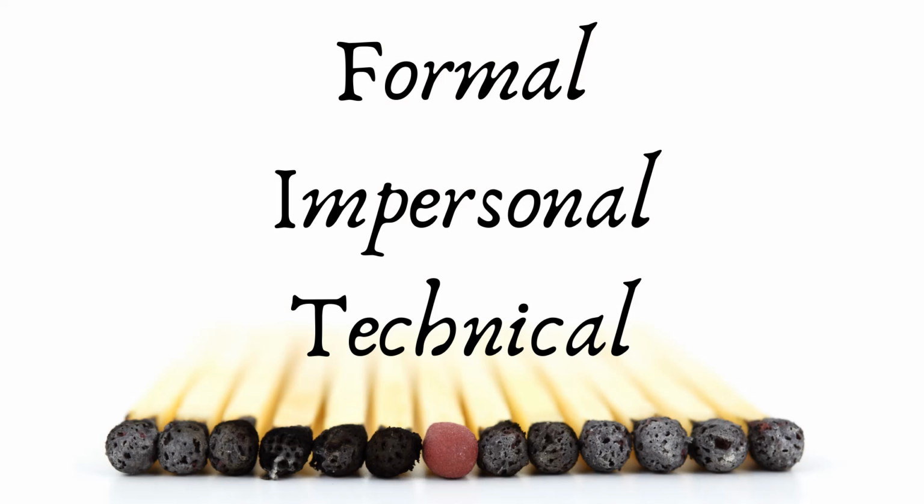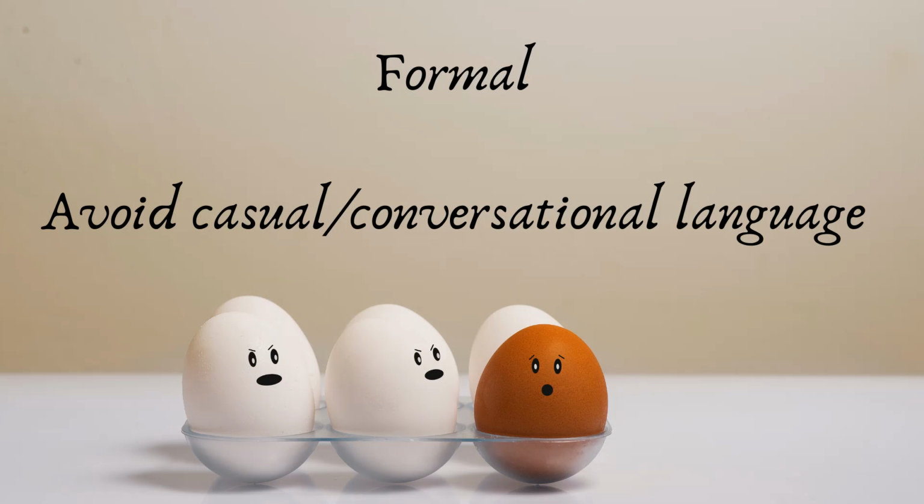Now we are going to examine three main elements of academic writing, which are formal, impersonal, and technical. For any type of writing, we should consider our audience first. And as we know, formal writing is often used for academic and business purposes. That's why we should use a serious tone and avoid using casual and conversational language.